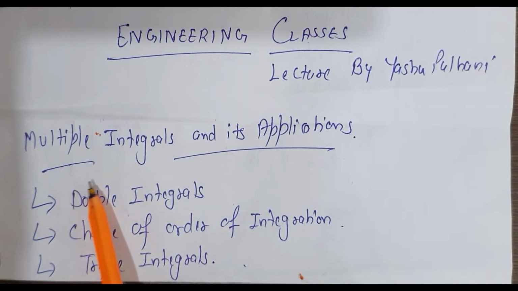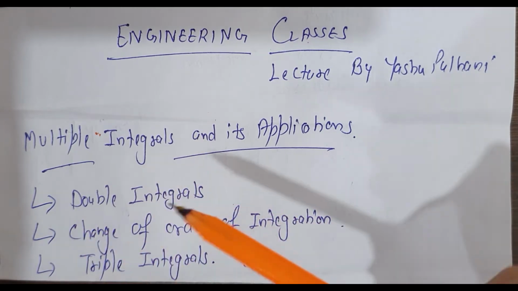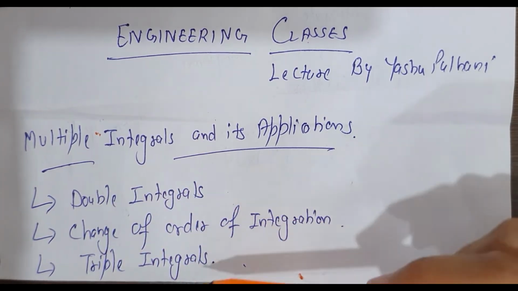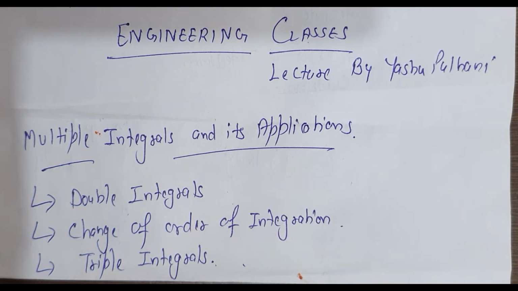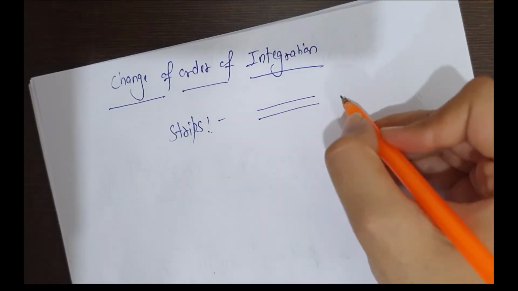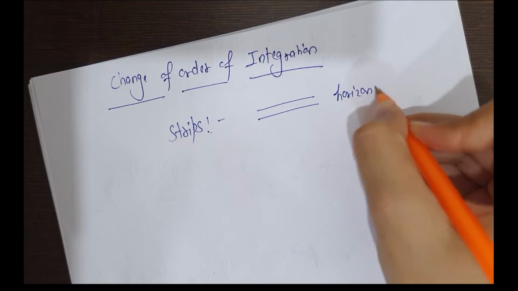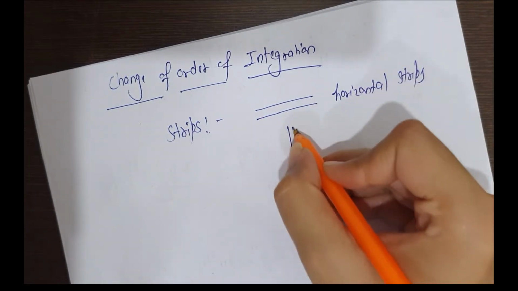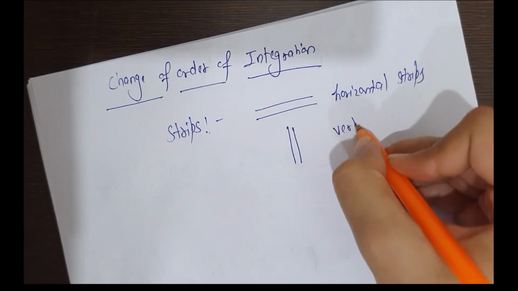As we were studying multiple integrals and their calculation, in the last class we studied double integrals and triple integrals. In this class we will study change of order of integration. In change of order of integration, we find the area of curves using strips. This is a horizontal strip and this is called a vertical strip.